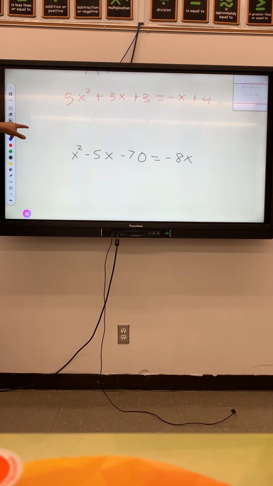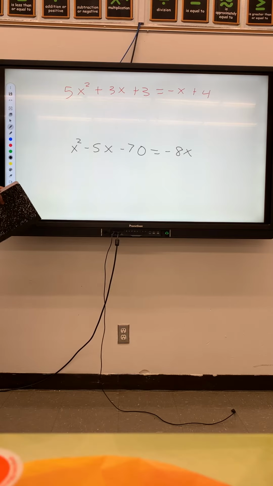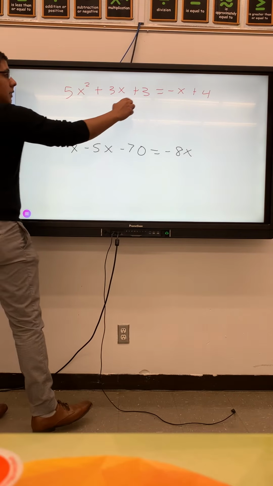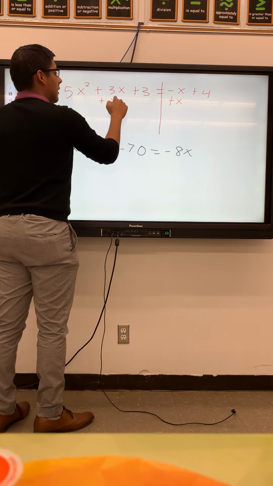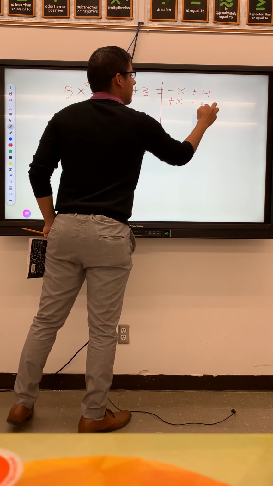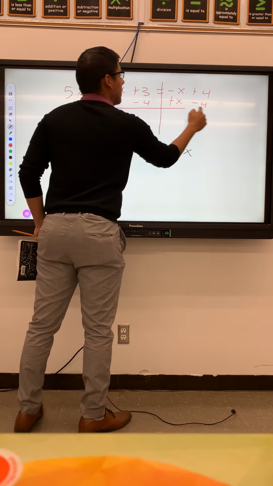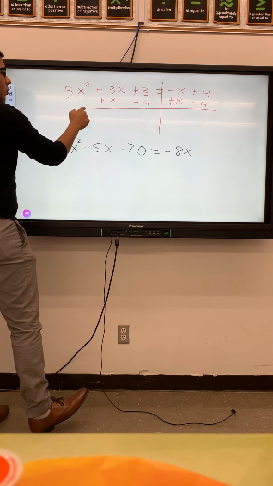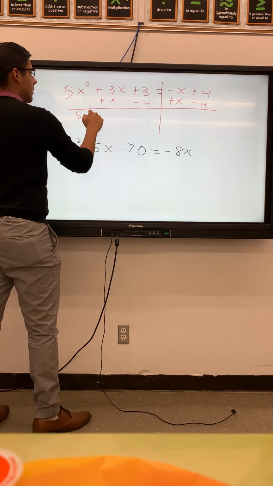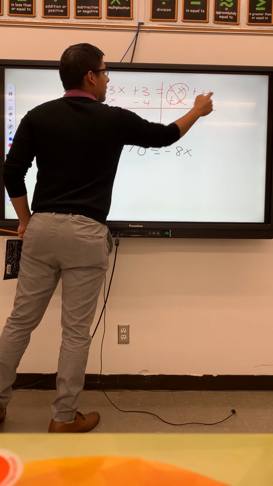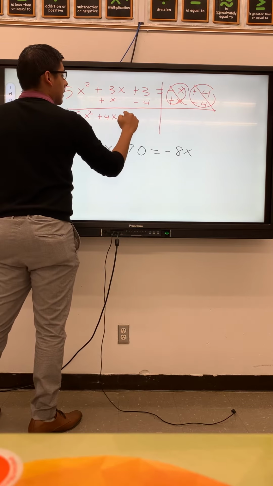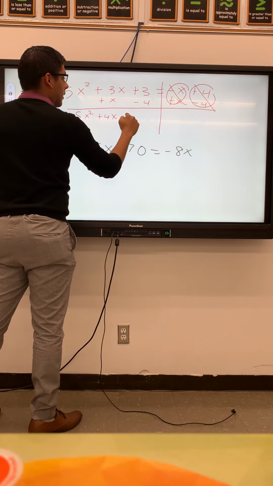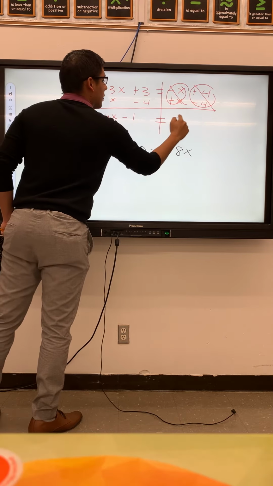So if we look at this question down here, we can see that we have to set it equal to 0. So what we're going to have to do is add x to both sides and also subtract 4 from both sides. I'm doing it all in one step, but this is 5x squared. These would cancel out. And right here we have 4x, and then we have negative 1, all equal to 0.